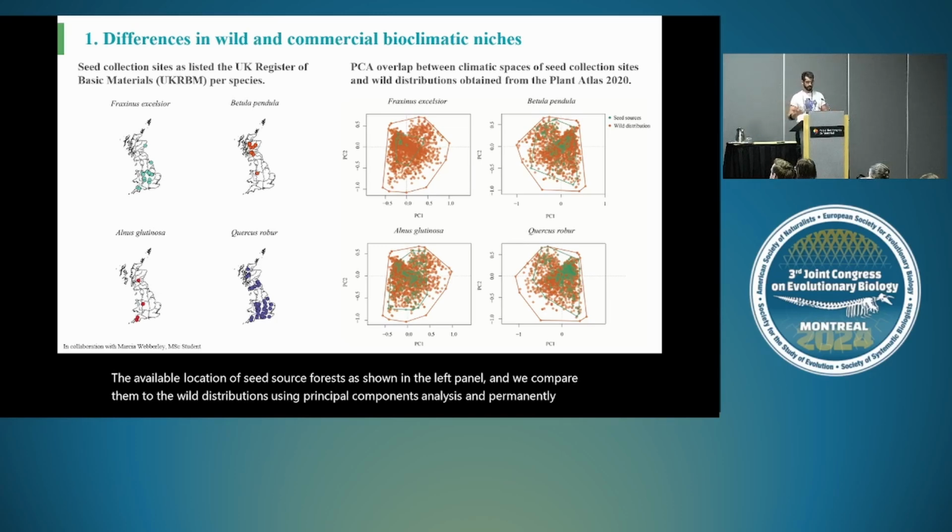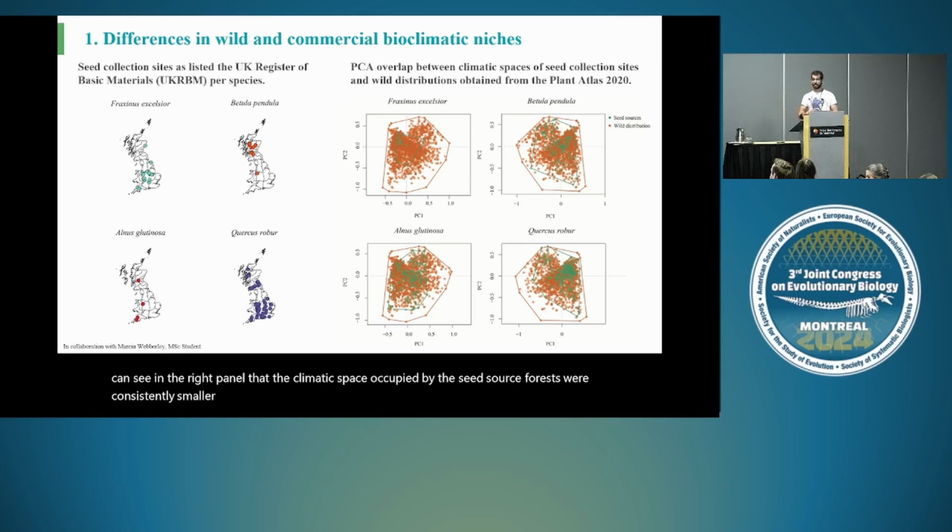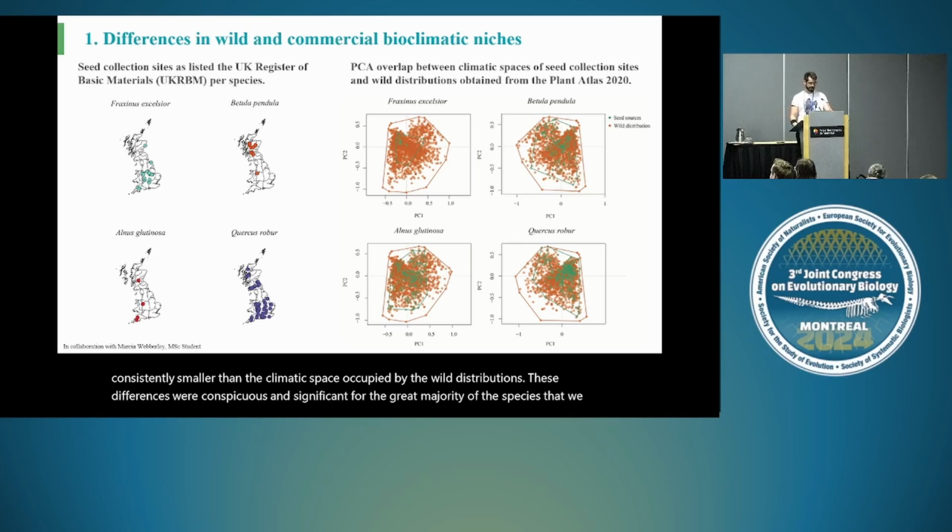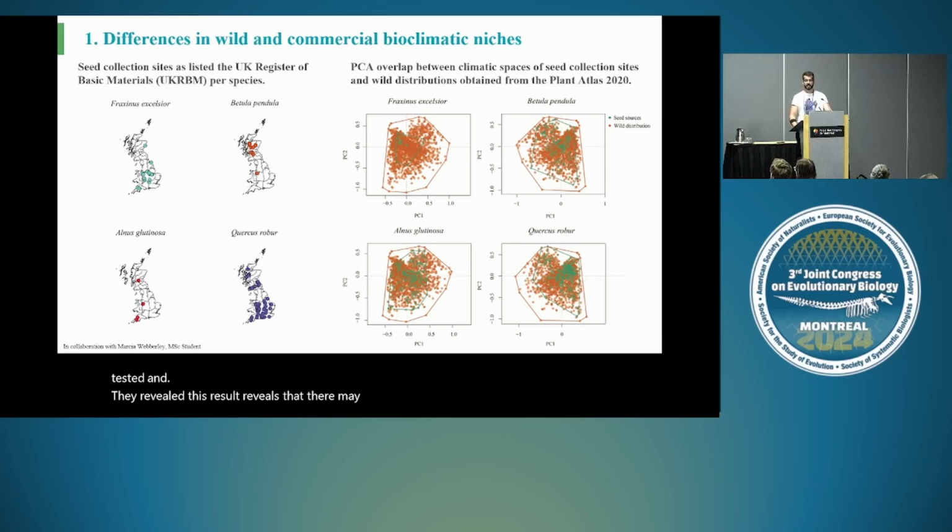So you can see in the right panel that the climatic space occupied by the seed source forests was consistently smaller than the climatic space occupied by the wild distributions. These differences were conspicuous and significant for the great majority of the species that we tested, and this result reveals that there may be substantial loss of adaptive variability when seed collection is performed for planting in the UK.